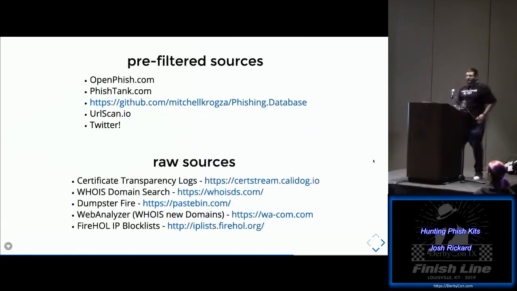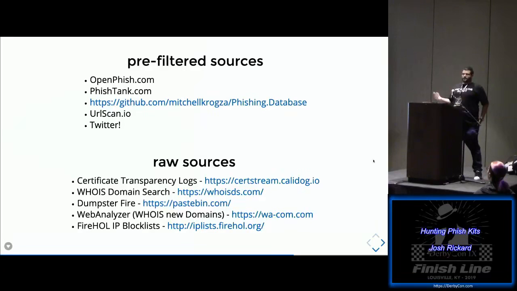So when you're hunting for these kits, there are a bunch of different ways, depending on your scope. If it's just your organization, use your own reported phishing messages. If not, then you want to get some pre-filtered sources or just raw sources. There's a bunch of them: OpenPhish, PhishTank, URLhaus, Twitter. There's actually a really cool GitHub project called phishing.database. You should go check it out. There's a bunch of emails or a bunch of links in there.